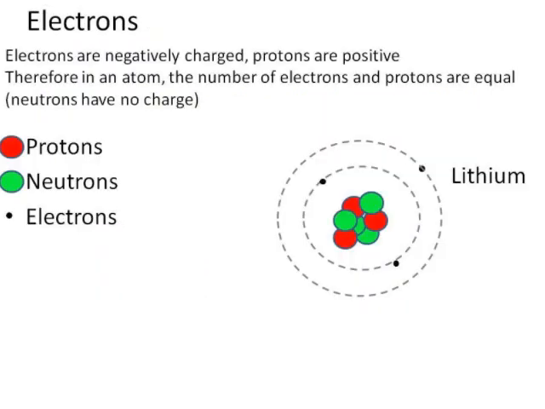Electrons. The number of electrons is the same as the number of protons in an atom. They must balance because the charge balances. An atom is neutral, so it must have the same number of positive charges as negative charges. Protons are positive, electrons are negative.